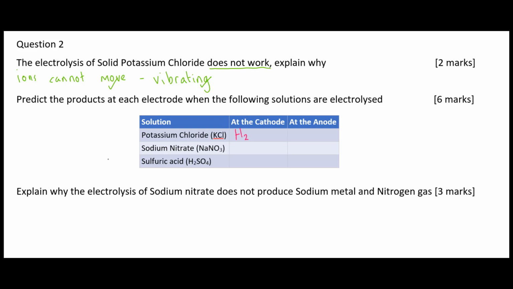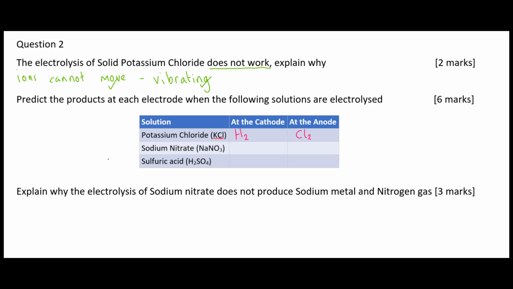The reason that hydrogen is produced is because it's a solution, and hydrogen is lower on the reactivity series than the potassium. Now at the anode, which is the positive electrode, again we would see bubbles, which is indicating a gas is being produced. And the gas that's being produced would be chlorine gas. And chlorine gas is produced because, as you can see here, we have a halide ion present in the solution. Okay, what about our next solution, sodium nitrate?